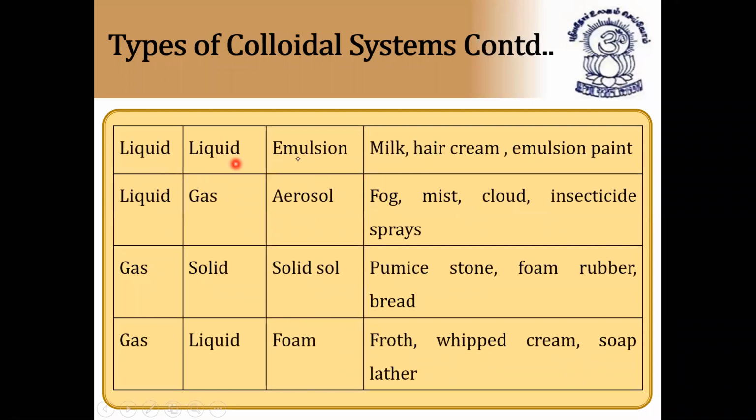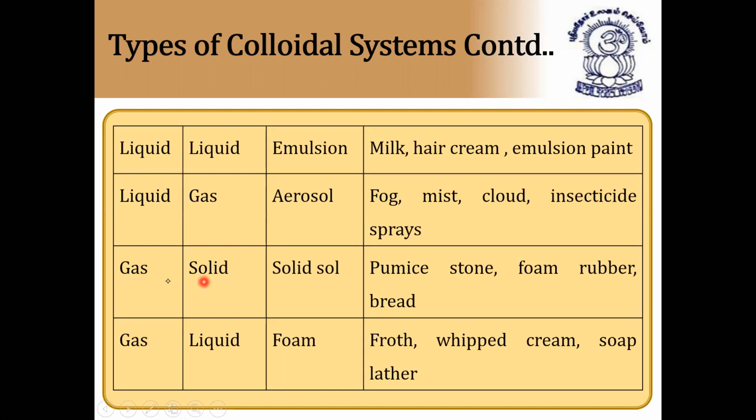Next, liquid in liquid. If the dispersed phase is liquid and the dispersion medium is also liquid, they are called emulsions. Examples: milk, hair cream, emulsion paint, etc. Next, liquid in gas. If the dispersed phase is liquid and the dispersion medium is gas, they are called liquid aerosol. Examples: fog, mist, cloud, insecticide sprays, etc.